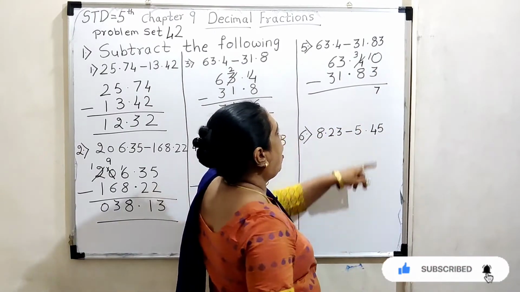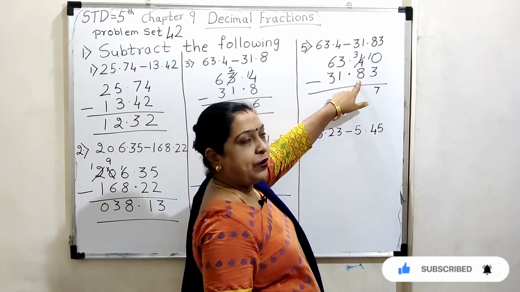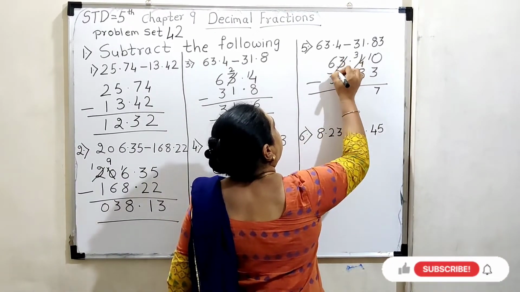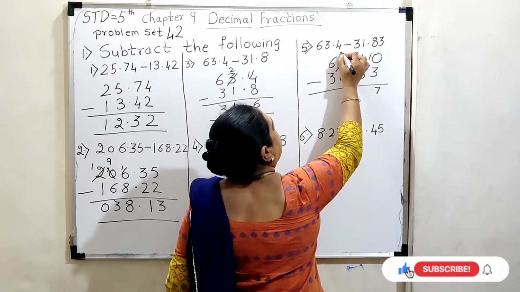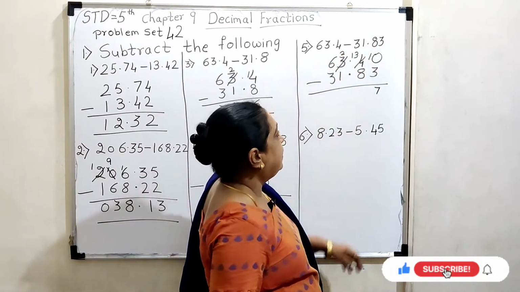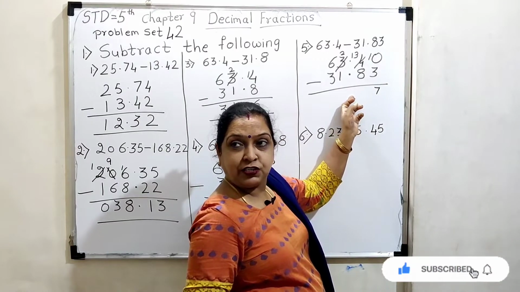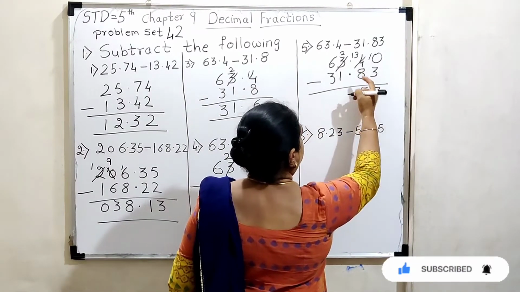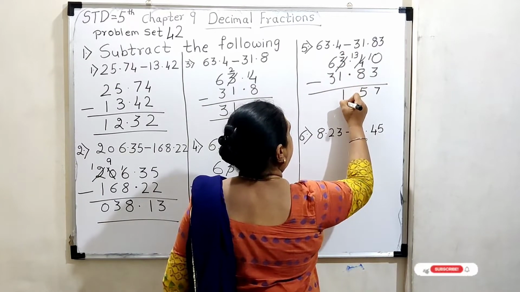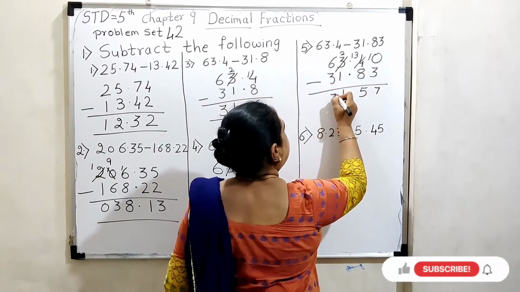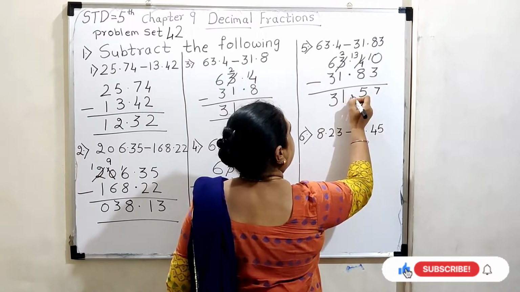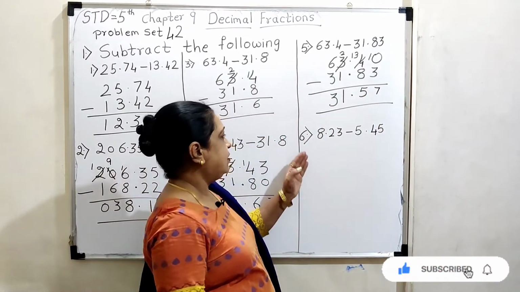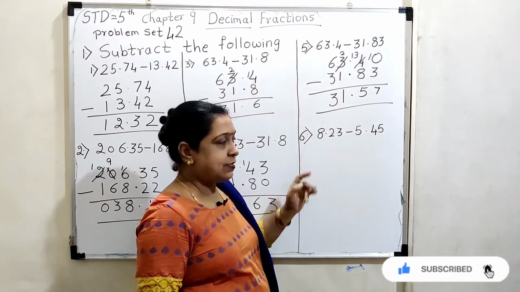7. Now, from 3, can you take out 8? No. So, you will borrow from this 3. Carry 1. What will remain here? 2. 13 minus 8 is how much? 5. 2 minus 1 is how much? 1. 6 minus 3 is how much? 3. Don't forget to put the point. Understood this much? Now, we'll move to sum number 6.